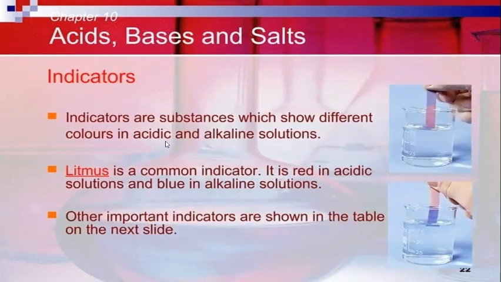All right, guys, let's move on. So another important part is indicators, and indicators show the acidity and differentiation between different elements to know how acidic or how alkaline solutions are. So indicators are substances which show different colors in acidic and alkaline solutions. Litmus is a common indicator, which we call litmus paper. It is red in acidic solutions and blue in alkaline solutions. Other important indicators are shown in the table on the other side.